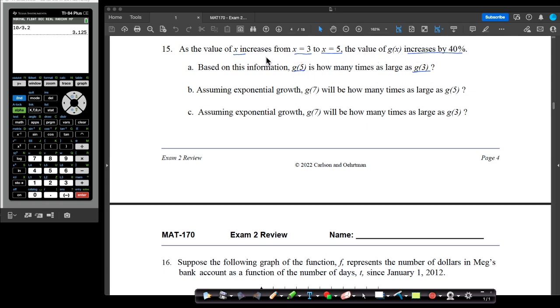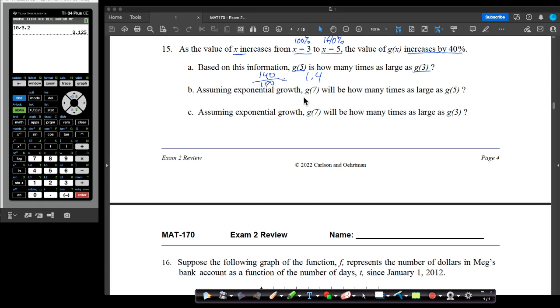Okay, so from 3 to 5, we've increased 40%, right? So thinking of that g of 3 was 100%. When we got to 5, we are now 140%, right? Because we added 40% to it. So how many times as large is that? Again, we could turn these into decimals. Divide by 100, so that's 1, and this would be 1.4. Or just look at them: 140 divided by 100 means that g of 5 is 1.4 times as large.